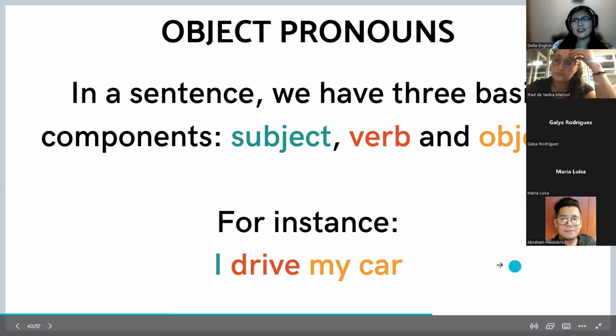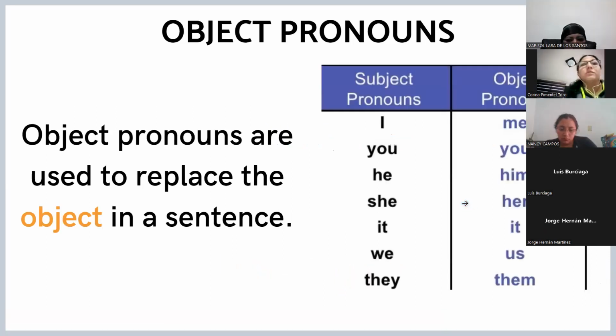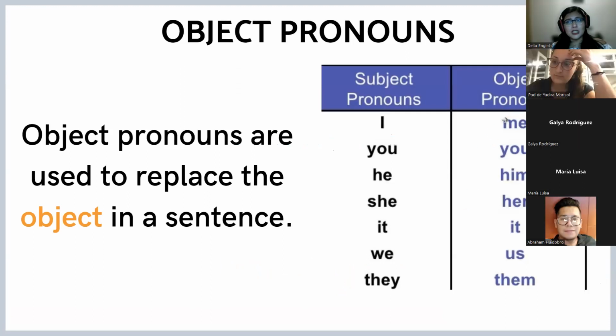Is it clear? Yes? It's clear. Fantastic. Okay, so now that I know what an object is, I can start looking at object pronouns. An object pronoun is something that I'm going to use to replace or to substitute the object in a sentence.